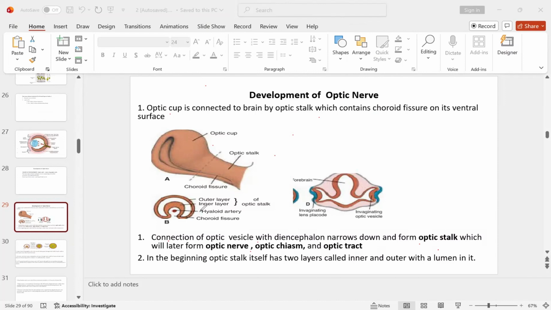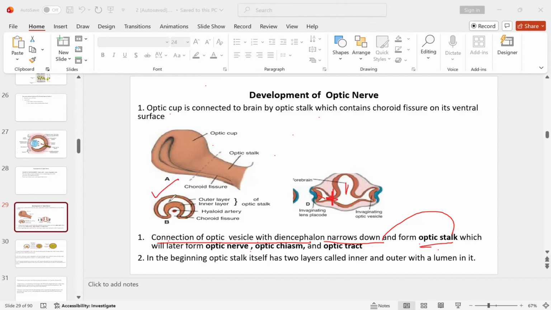The first step in the development is the formation of optic stalk. You can see in this diagram that this is diencephalon, this is optic cup or optic vesicle. With the passage of time, the connection of the optic vesicle with the diencephalon narrows down. You can see that this area is the connection between the diencephalon and the optic cup. With the passage of time, this area narrows down and forms the optic stalk. So this area in the later life will become the optic stalk.